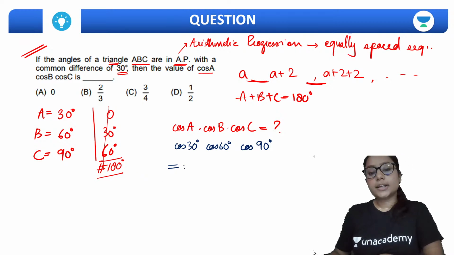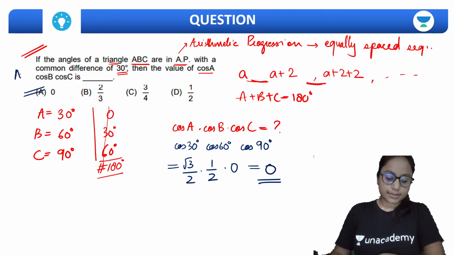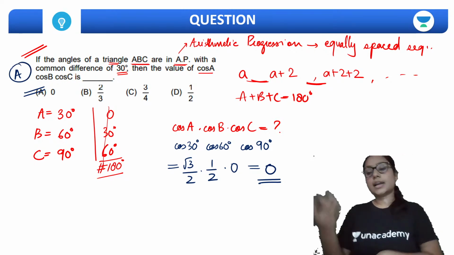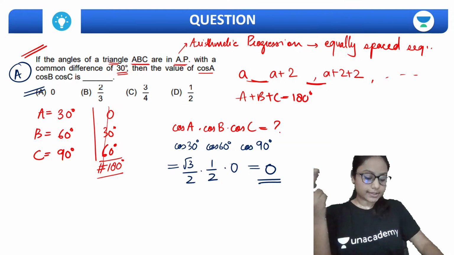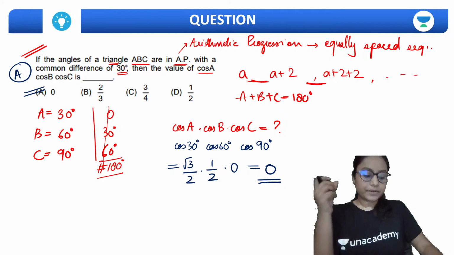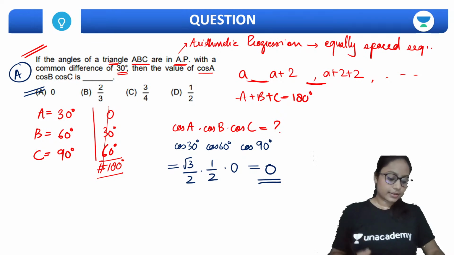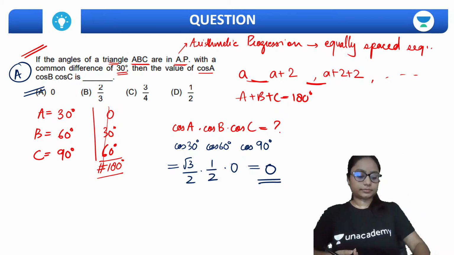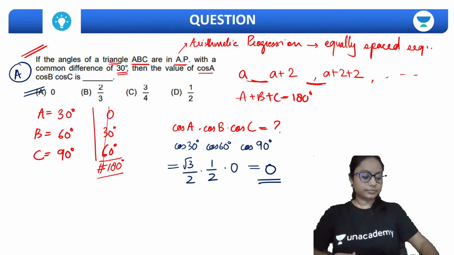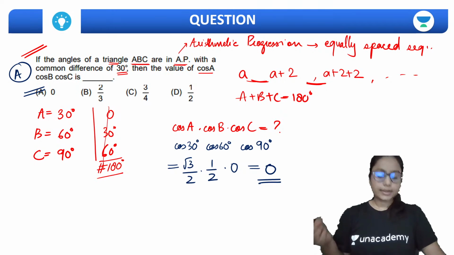Okay, so cos 30 is root 3 by 2, cos 60 is 1 by 2, cos 90 is 0. So what will be the final value? 0. Option A is the right answer. Okay, all right, answer is option A. Correct answer. Yash, Sonam also right values. Okay, everyone, please confirm if this question is clear. Done? Correct. Harshita, right. 0. Let's move on.